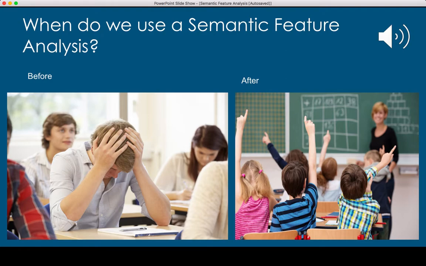Another benefit of using semantic feature analysis is that this evidence-based practice can be applied to English, math, science, and social studies. This strategy is very versatile and teachers can use it at the elementary, middle, and high school level. Semantic feature analysis can benefit all students, but especially students with disabilities, because it gives them multiple opportunities to respond to questions, and it helps them make connections and associations that they previously couldn't make with the material.